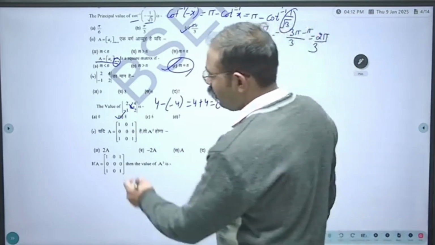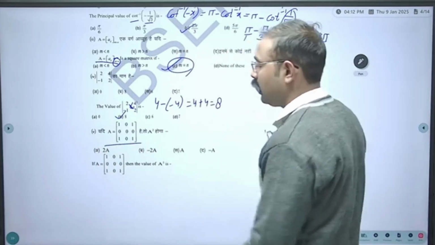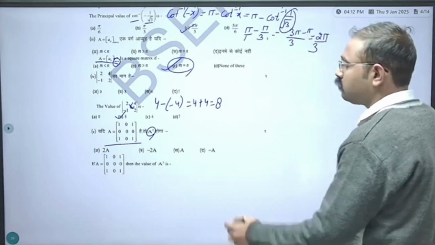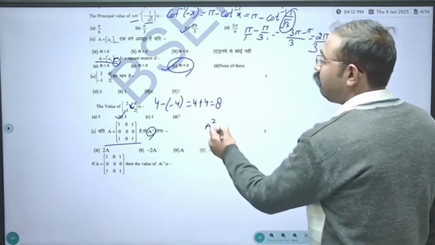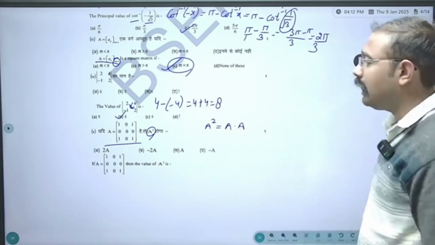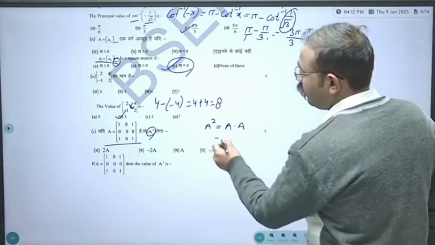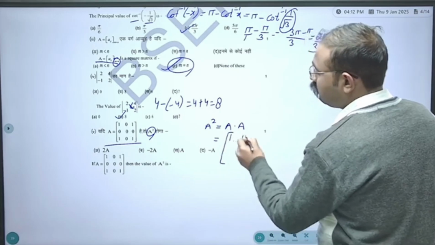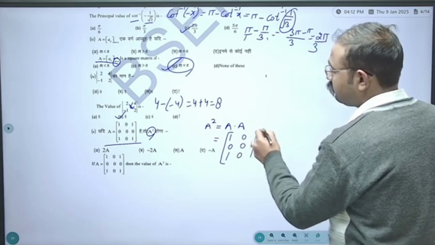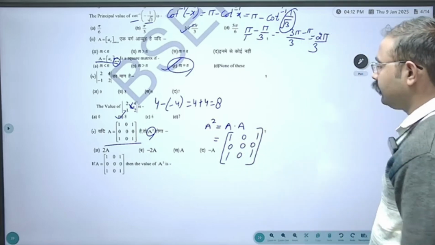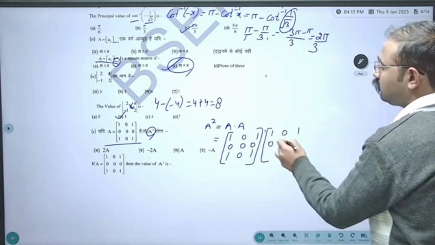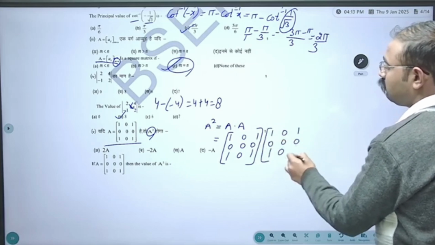Next, matrix A is given to us, and we have to find A square. What will be A square? A square means A dot A. We will multiply matrix A by A, and then we will get A square. The matrix is 1, 0, 1, 0, 0, 0, and 1, 0, 1. Again matrix A, 1, 0, 1, 0, 0, 0, and 1, 0, 1.